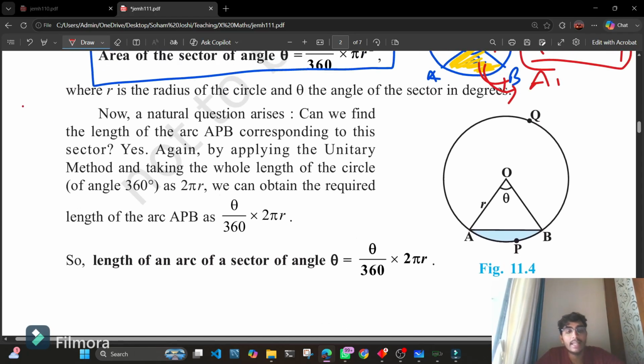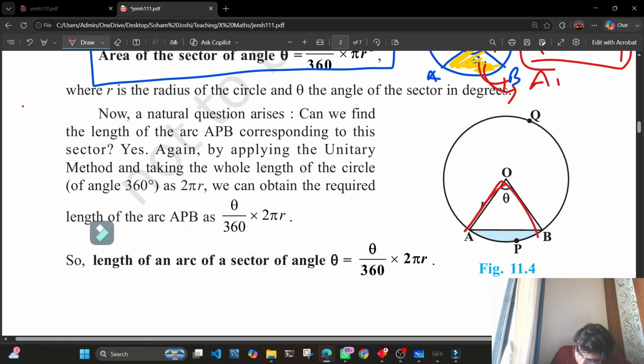The second point is the length of an arc of a sector of angle theta, which is equal to theta by 360 into 2 pi r. So the length of an arc of a sector. You know that this is a sector, okay, of radius r. So we need to calculate the length of an arc of the sector.